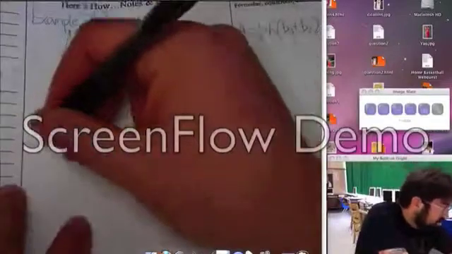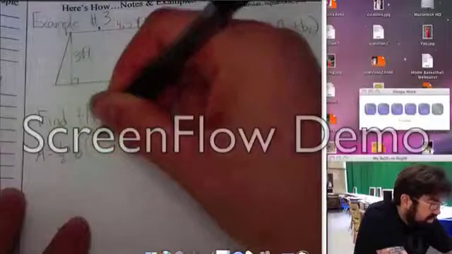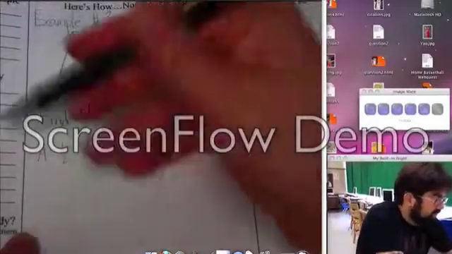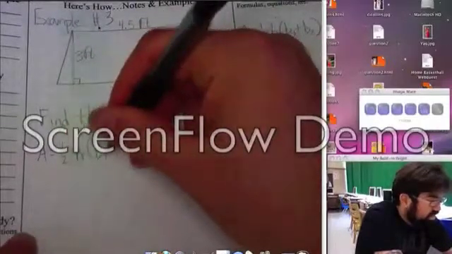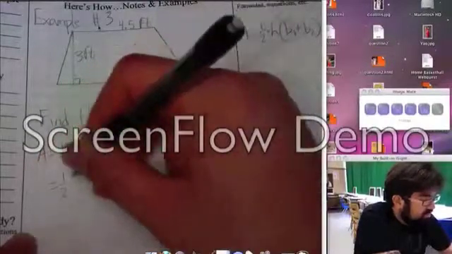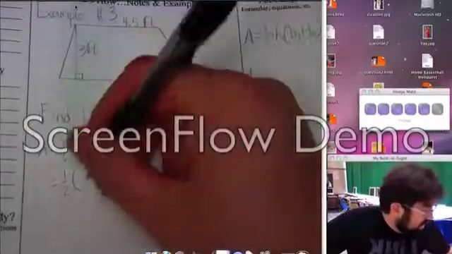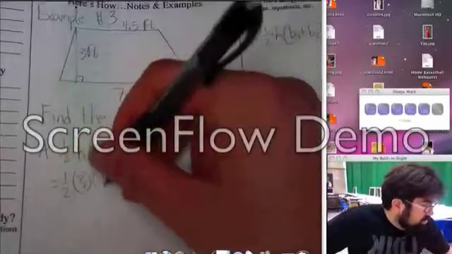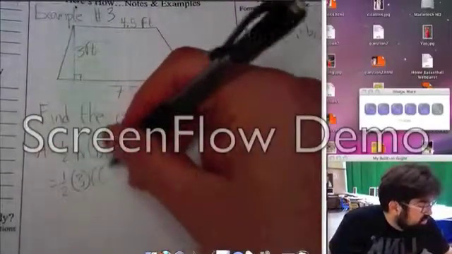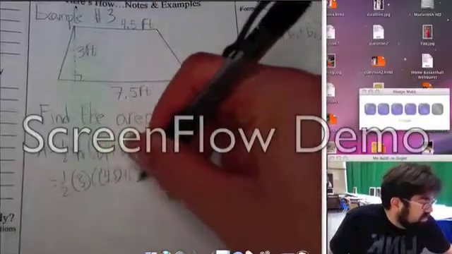Let's just do it. Area equals 1/2 times the height. See, look, I'm already messing up. Times base 1 plus base 2. 1/2 times. Okay. Well, here we go. What's the height? Height's 3. Base 1. Don't know why I wrote a B right there. I'm going to put a parenthesis inside a parenthesis. Base 1 is equal to 4.5 plus base 2, which is 7.5.